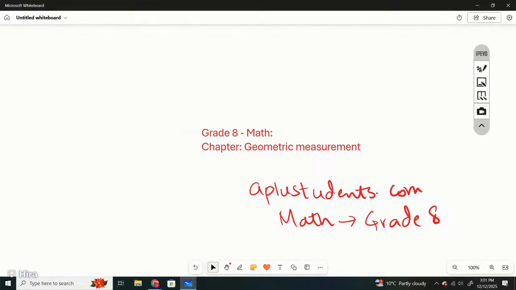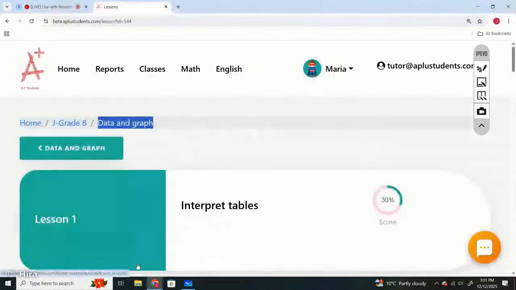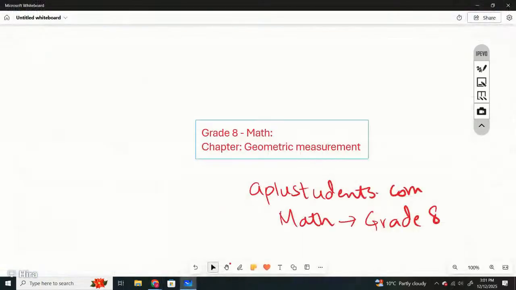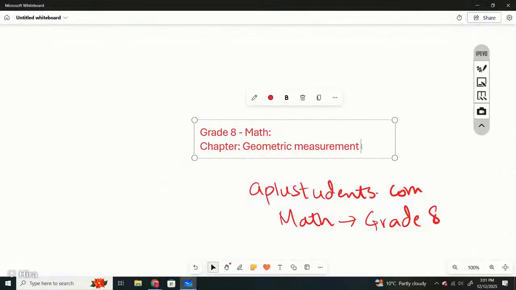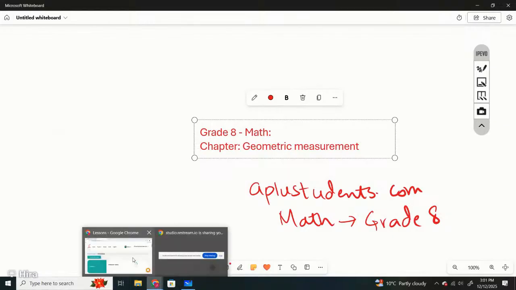We're going to start with the chapter... data and graphs it is, not geometric measurement. So please make sure you have your notebook and pencil so that you can note down the important examples and definitions as well.